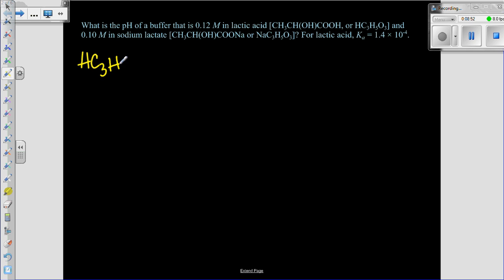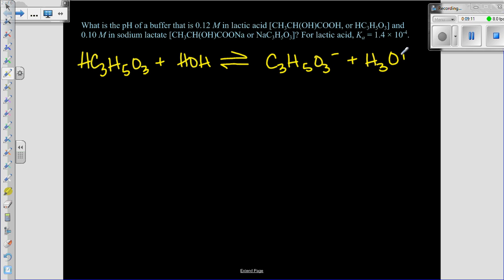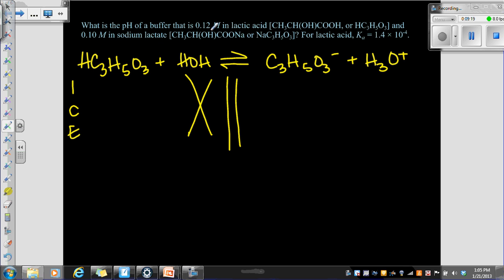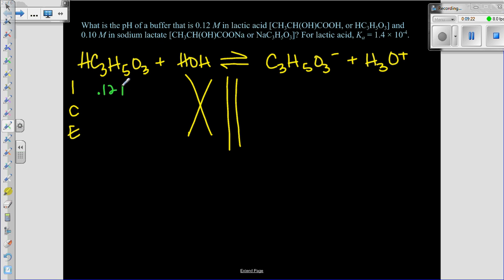So let's go ahead and write the shorthand version of lactic acid, and we'll say that's in water. It's a weak acid, so it's an equilibrium. The acid will be a proton donor, so we are going to get the lactate ion and hydronium. And then I'm going to set up an ICE chart, not including water because it's a pure liquid, and I'm going to fill in what I know. 0.12 molar lactic acid and 0.10 molar lactate. Now, no hydronium ion before these two start interacting with each other.